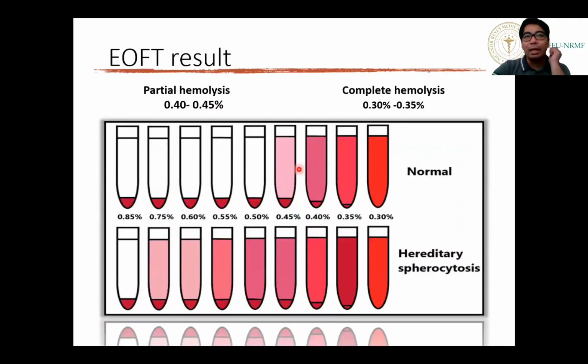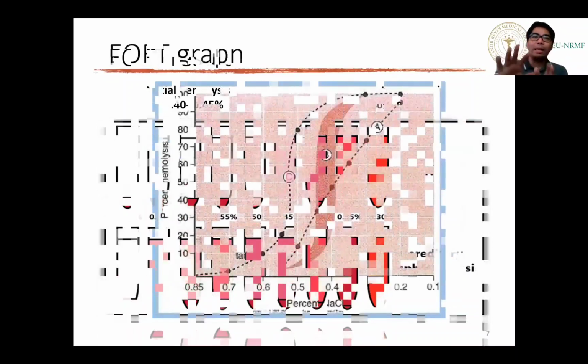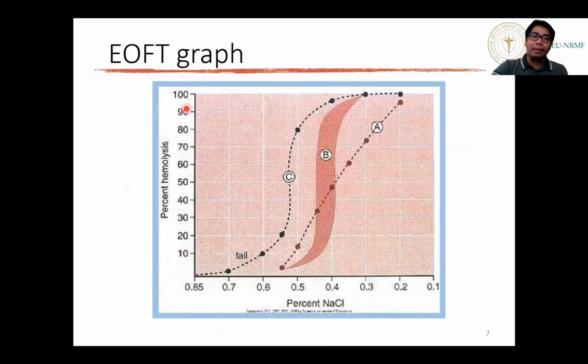No? We are expecting that the partial hemolysis should happen at 0.40 to 0.45, complete hemolysis. So what I'm saying is one of the protocols in the EOFT is to determine the absorbance of all the fluid, absorbance of the hemoglobin content on all of those fluids. Tingnan ba? Then you will put it in an EOFT graph. Yan. Okay, sa EOFT. So ito yung percent hemolysis. Okay? Or minsan nakalagay dito ay absorbance.